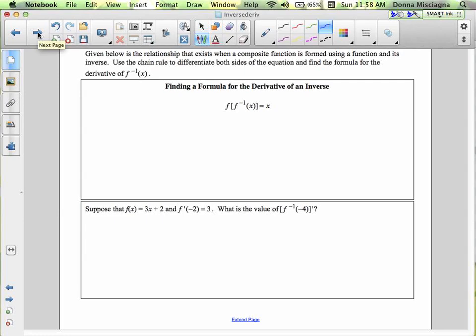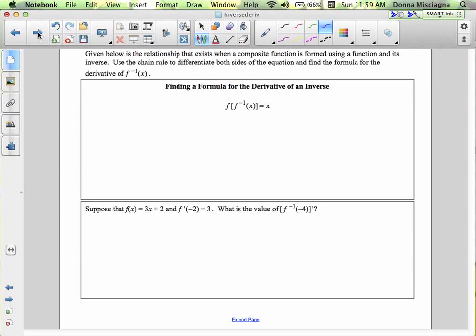This is a true relationship that we saw on the other slide, that a function and its inverse cancel each other out. So given below is a relationship that exists when a composite function is formed using a function and its inverse. Use the chain rule to differentiate both sides of the equation and find a formula for the derivative of f inverse. All right, so we're going to take the derivative. This is a true statement, right? If a function and its inverse cancel each other out, that just leaves the x.